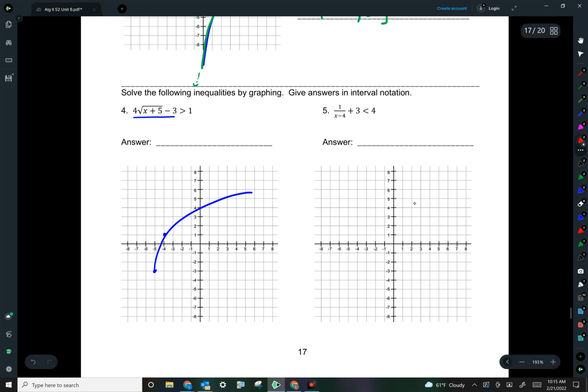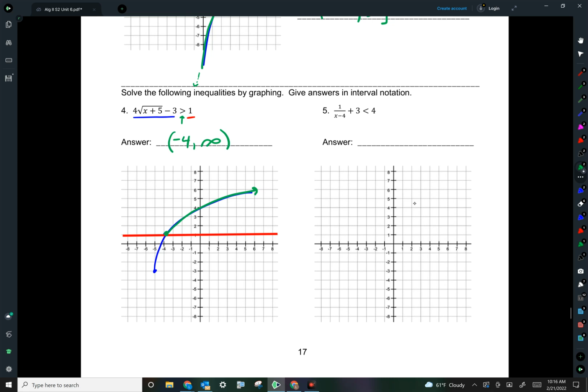And then the right side, we have a 1. So we draw a horizontal line at 1, all the way across. And then because of the greater than, right, I want the square root, which is blue, to be greater than the 1, which is red. And so above, so the part of the blue graph that's above would be all of this. So the interval would be from -4, there's no equal to, so it's a parenthesis, on out to infinity.